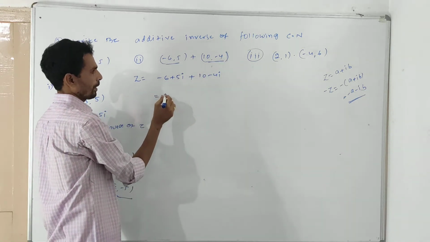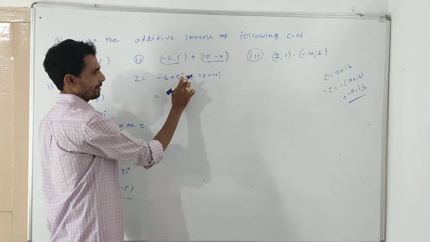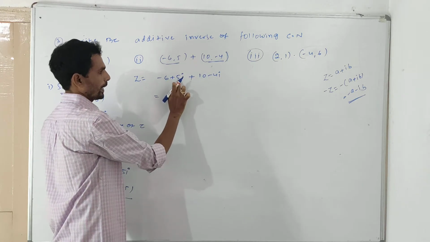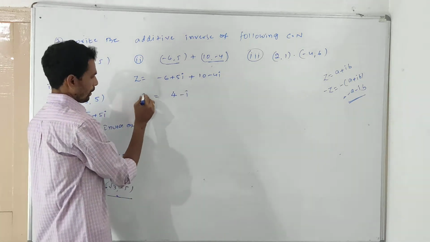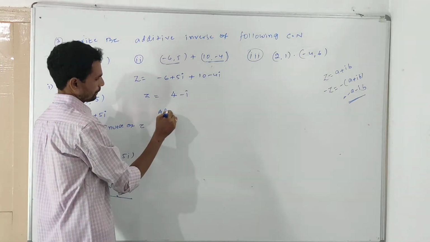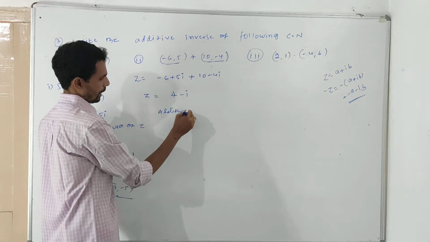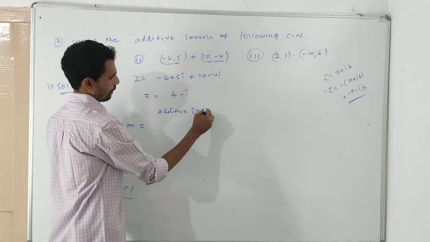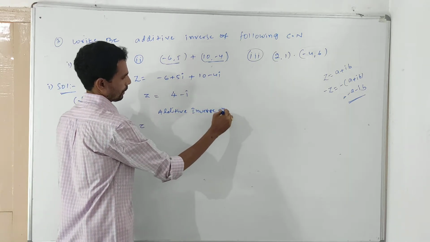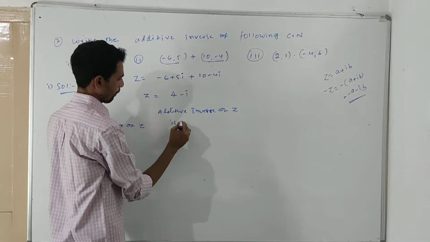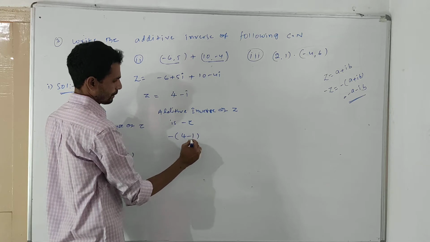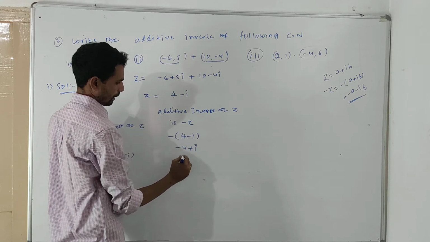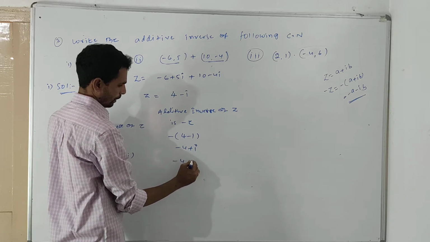What is the real part here? Real part is minus 6 plus 10, which is equal to 4. Imaginary part is 5i minus 4i, which is equal to i. What do you want? You want the additive inverse of z, which is minus z. Minus of (4 plus i) is equal to minus 4 minus i. You can write it as minus 4 comma minus 1 only.